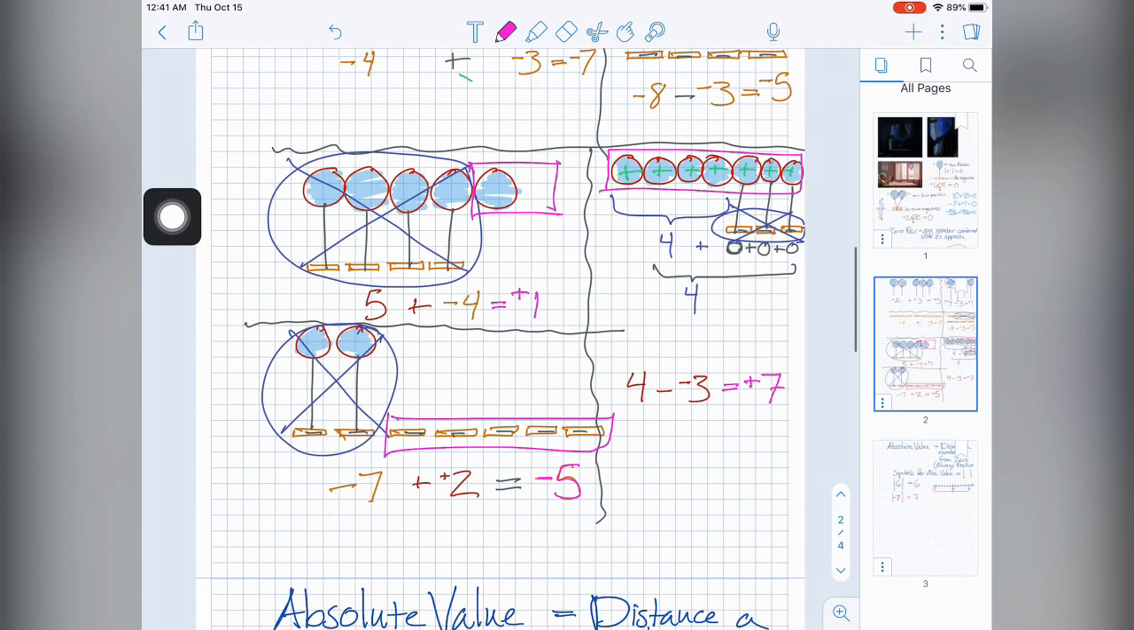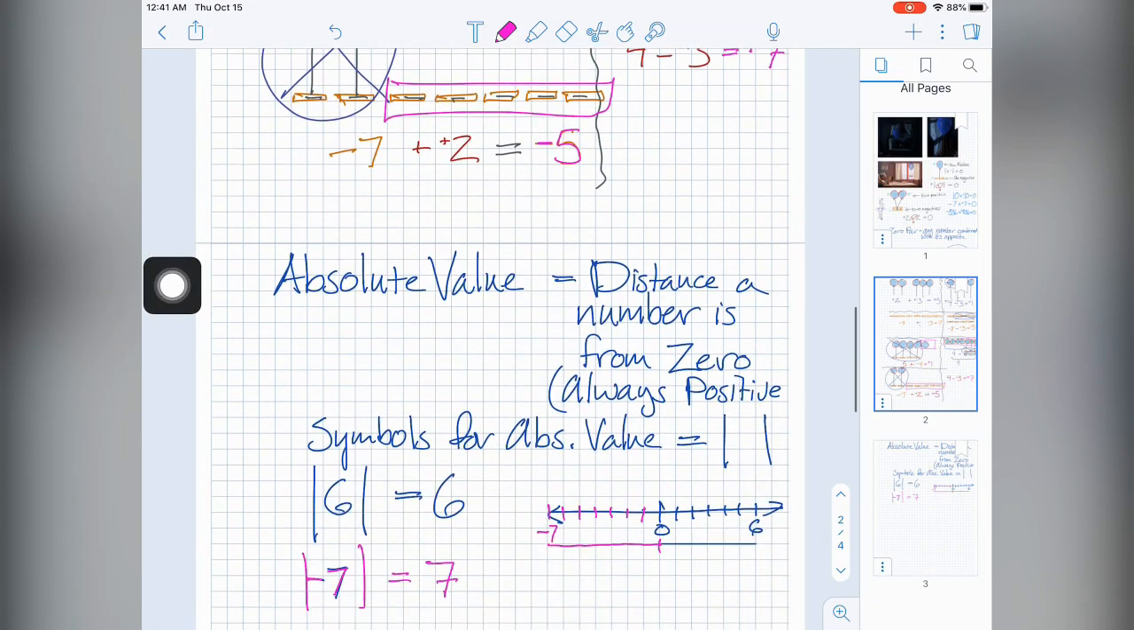That's the pattern, right? When we are adding opposites, we really just subtract the absolute values, and then we keep the sign of the thing that there's more of. So down here, there's more negatives, and so my answer is going to be negative. Up here, there's more positives. My answer is going to be positive. That's just how that works.